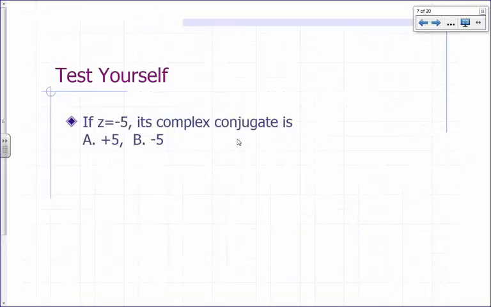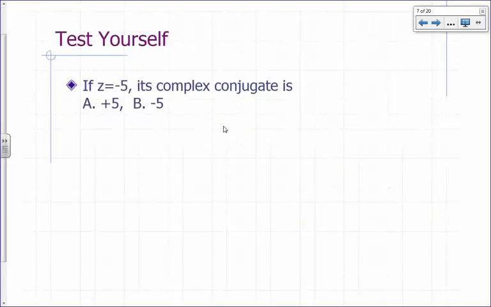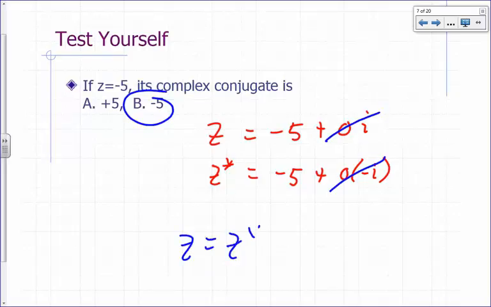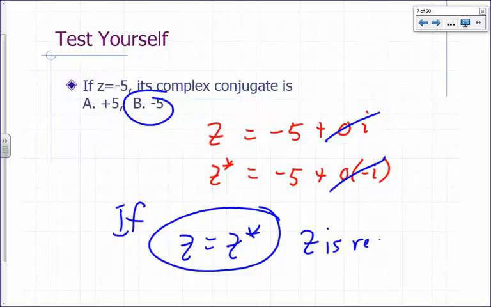Okay. So z is -5. What's the complex conjugate of z? z is negative 5 plus 0i. So z star would be negative 5 plus 0 times negative i, which is still negative 5. So if z is equal to z star, what does that tell you? You're dealing with a real number. So z is a real number if its complex conjugate is equal to itself.